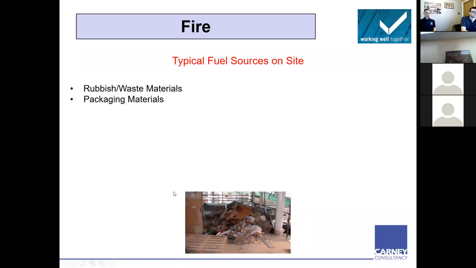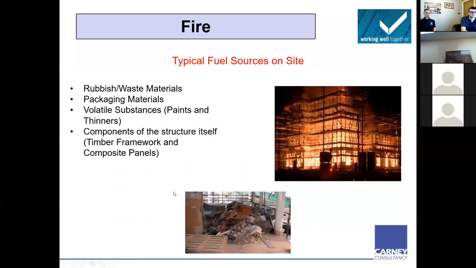So typical fuel sources. Rubbish, waste materials. The amount of cardboard used in some packaging is obscene sometimes. So you're getting a delivery to site, all those packaging materials have got to go somewhere. Often they might get stacked in the corner of site, or we're having difficulty getting a skip. All of a sudden there's a big pile of cardboard. And again, any spark, any ignition source, it's going to go up quite easily.